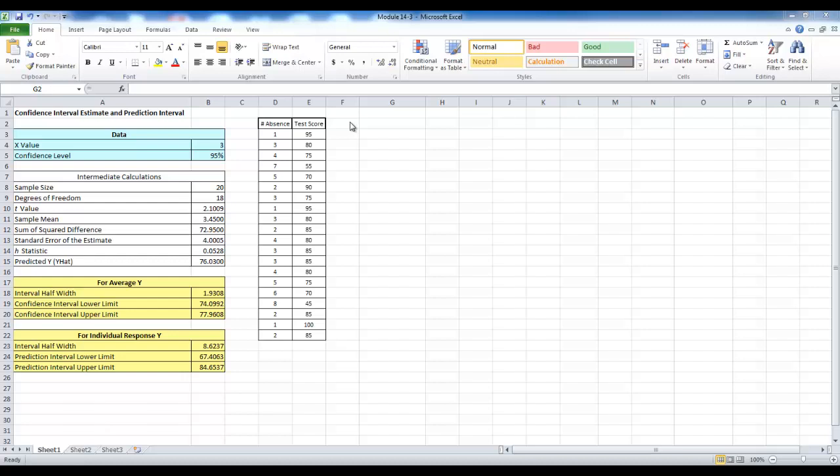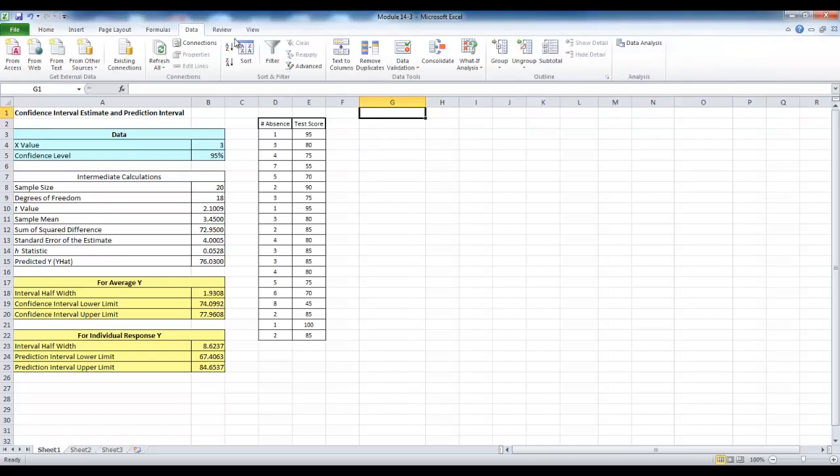In the number of absences and the test score example, suppose you want to construct a 95% confidence interval estimate of the mean test score for the entire population of students who missed the class 3 times. It's going to be a little long process. Let's start. This is our data: 1 absence, test score 95; 3 absences, test score 80; 4 absences, test score 75, etc.